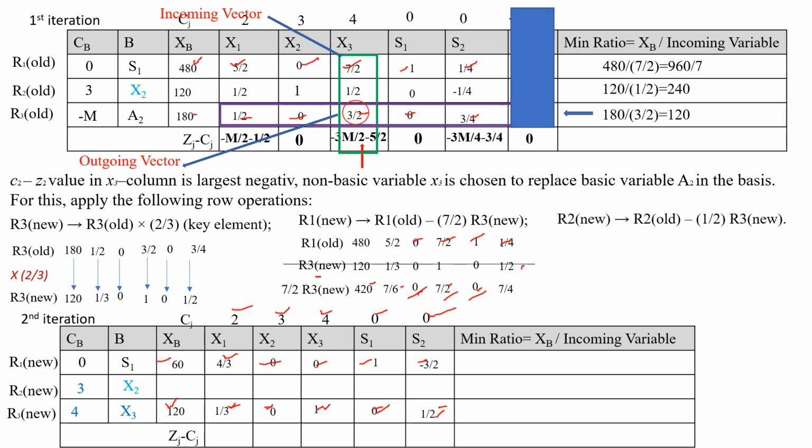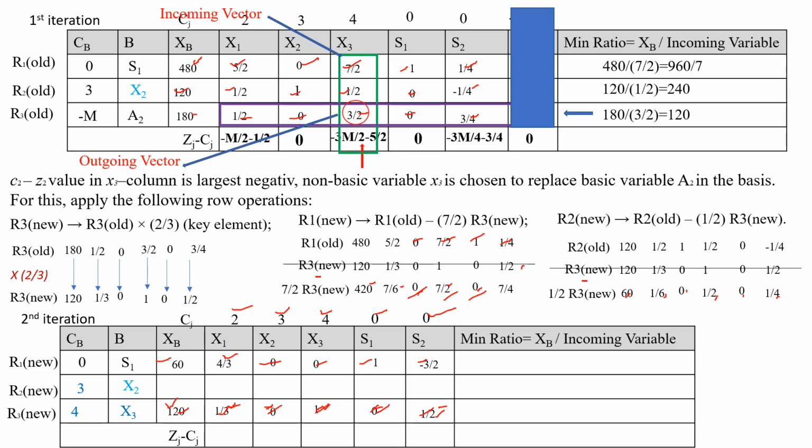Next, to see another row operation, R2 new equal to R2 old minus 1 by 2 into R3 new. Here R2 old elements are 120, 1 by 2, 1, 1 by 2, 0, minus 1 by 4. And R3 new elements are 120, 1 by 3, 0, 1, 0, 1 by 2. Then 1 by 2 into R3 new is 120 divided by 2, 60, 1 by 3 divided by 2, it is the 1 by 6, 0 divided by 2, 0, 1 divided by 2, it is the 1 by 2, 0 by 2, 0, 1 by 2 divided by 2, it is the 1 by 4.